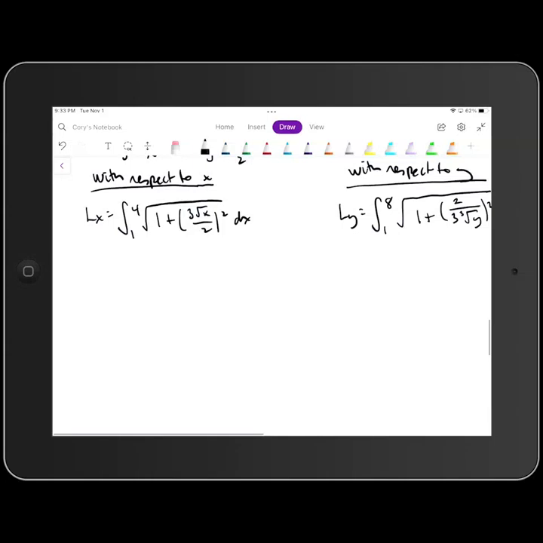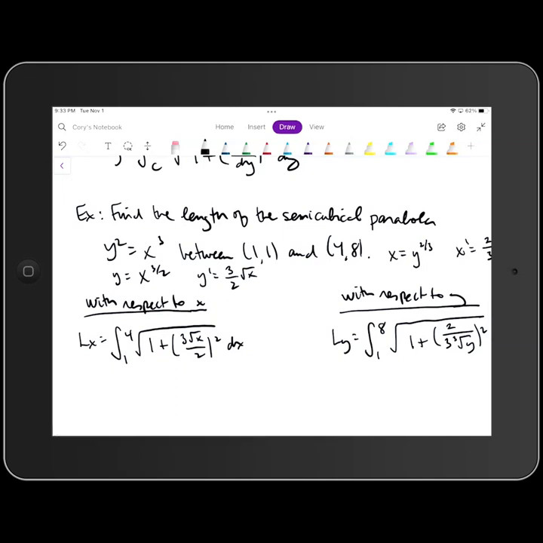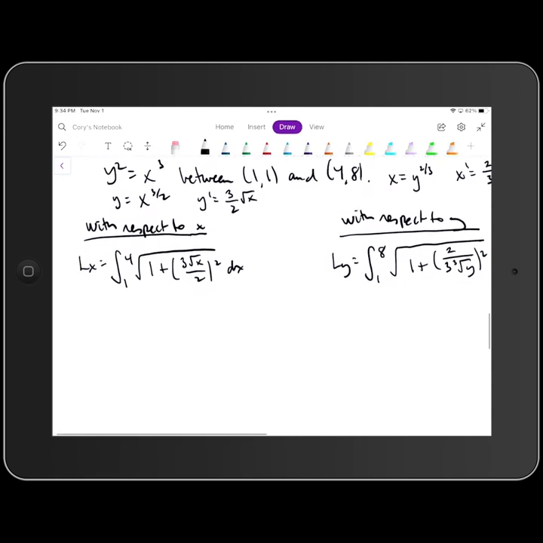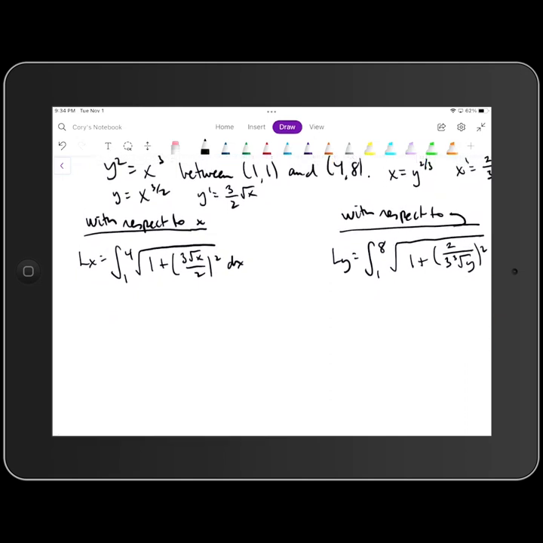Hi everyone. We're going to wrap up our lesson from 8.1 really quickly. So we left off working through this example where we're asked to find the length of the semi-cubical parabola y squared is equal to x cubed between (1, 1) and the point (4, 8). And then we set up integrals to compute arc length both with respect to x and with respect to y. So we're going to go ahead and work out this arc length with respect to x by hand.